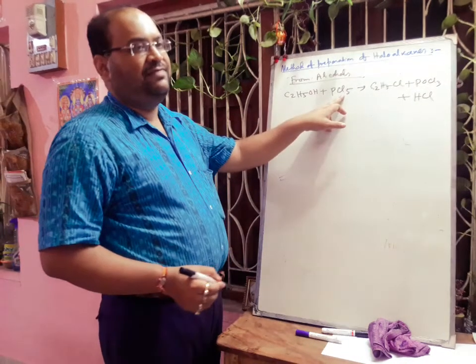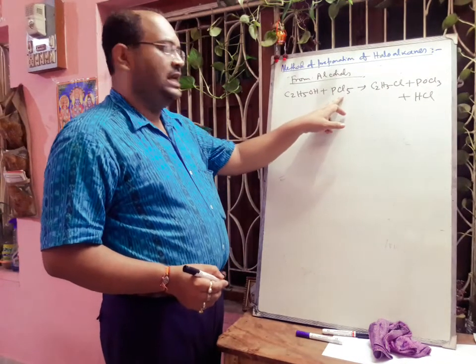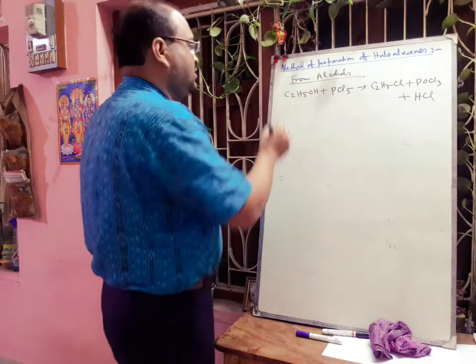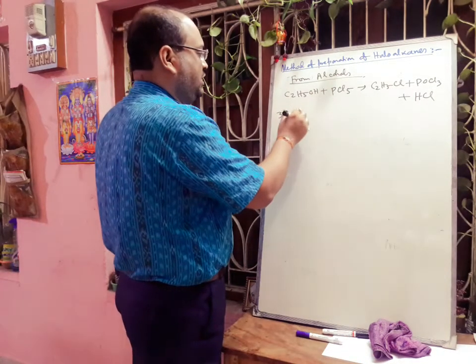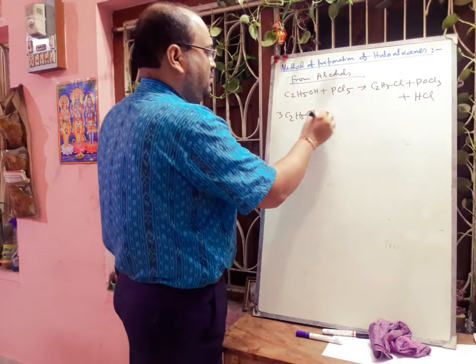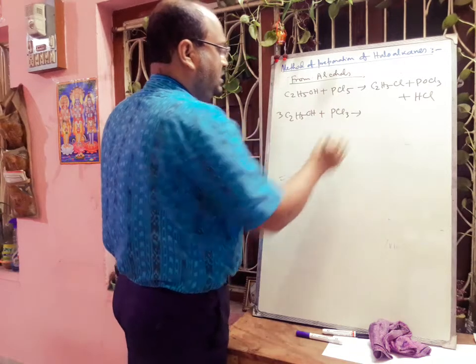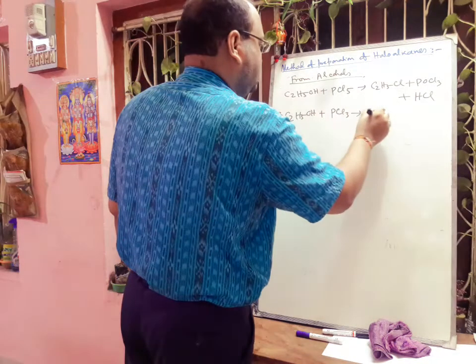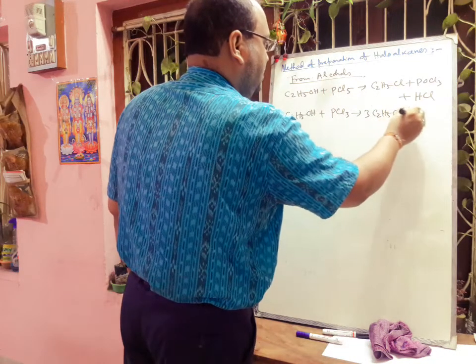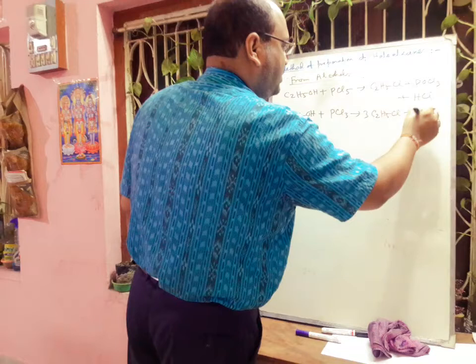In place of PCl5, if we take phosphorus trichloride, you will get the same result. So here you have to take three C2H5OH plus PCl3. You will get three C2H5Cl plus H3PO3.